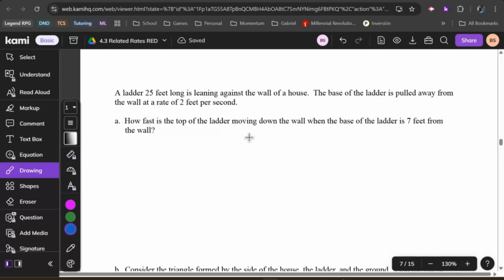So we have a ladder that is 25 feet long, leaning against the wall of a house. The base of the ladder is pulled away from the wall at a rate of 2 feet per second.